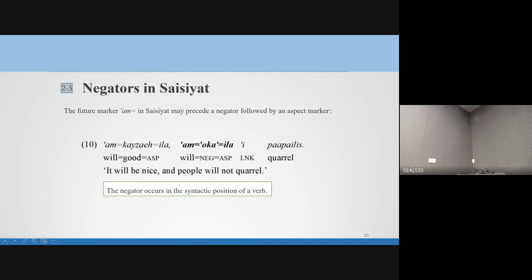The future marker again, I would treat as a clitic that always appears before a verb. It may precede a negator followed by an aspect marker. Kaisa ila uka ila. Will be nice, will be good. People will not quarrel. It will be nice if people don't quarrel. That's what it says. You see, this indicating the future appears right before the negative.